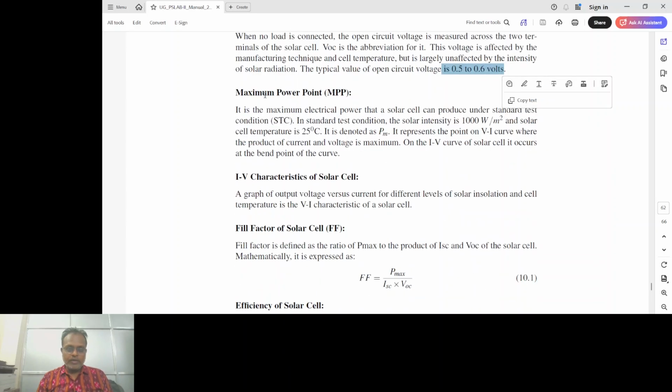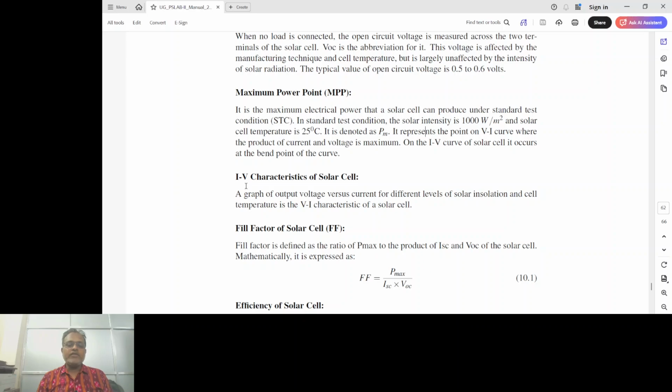A very important concept in solar power plants or photovoltaic plants is the maximum power point. It is the maximum electrical power that a solar cell can produce under standard test conditions. Under such conditions, the solar intensity is 1000 watt per meter square and the solar cell temperature is 25 degrees centigrade, denoted by PM. It represents the point on the VI curve or IV curve, as we say, where the product of the current and voltage is maximum. On the IV curve of the solar cell, it occurs at the bend point of the curve, that you will see.